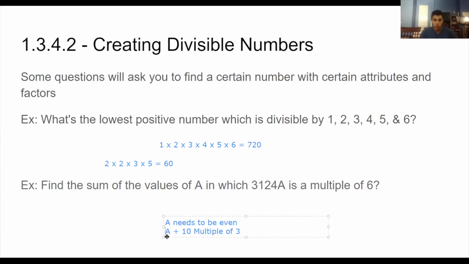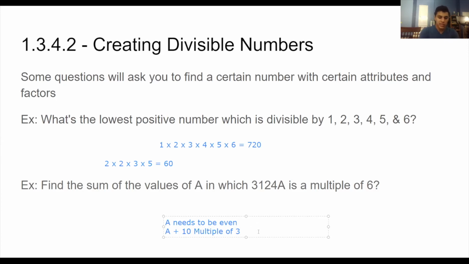Well, let's start with 1. So if A were 1, then it wouldn't match either of the conditions because 1 is not an even number. And then 1 plus 10 is not a multiple of 3 because 1 plus 10 is 11 and 11 isn't a multiple of 3. So we can immediately say that A cannot be 1, 3, 5, 7, or 9 because none of those numbers are even. And we know that A needs to be an even number.